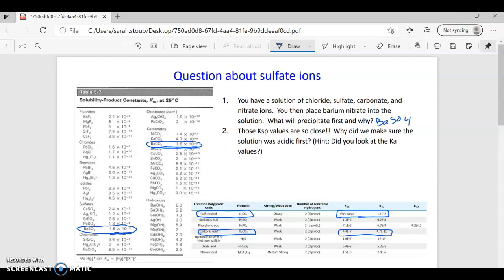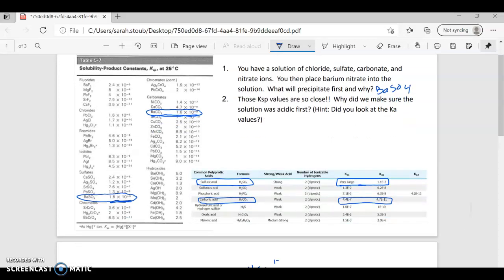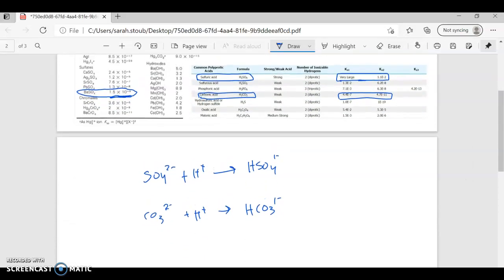So to make sure that barium sulfate is the one we made, because we want to prove that sulfate ions existed and were the ones making the solid, we first made an acidic solution. And that's what I want to explain. When you've got sulfate ions and carbonate ions in the bucket, let's say you have both of them, you only want to precipitate the sulfate ones. So here's what you do.